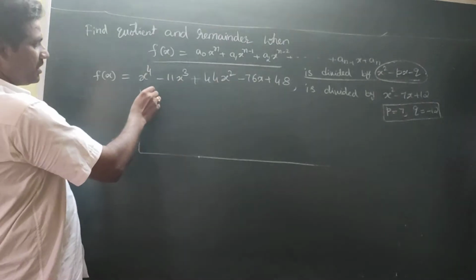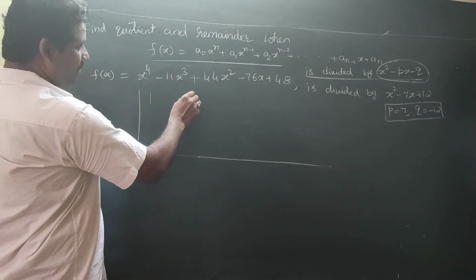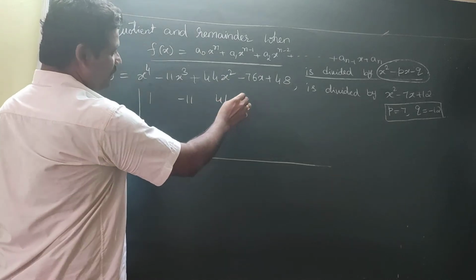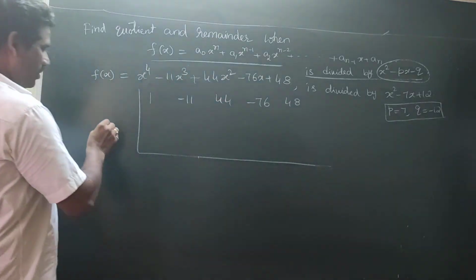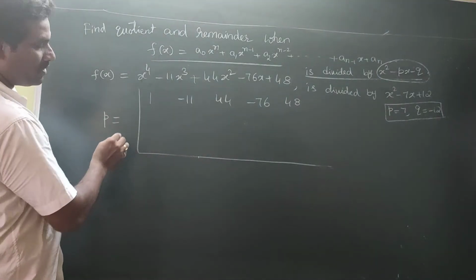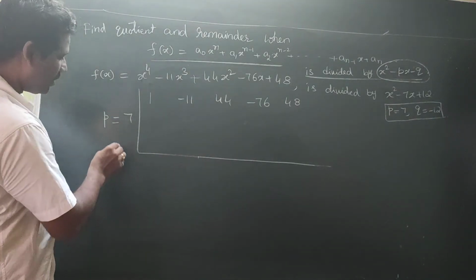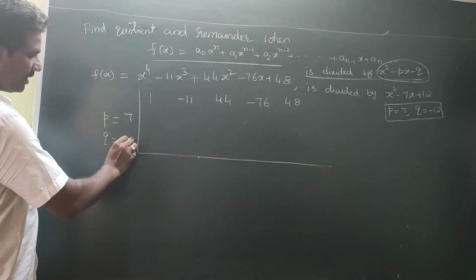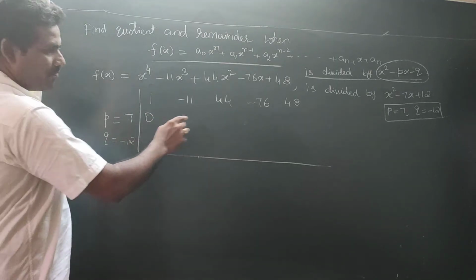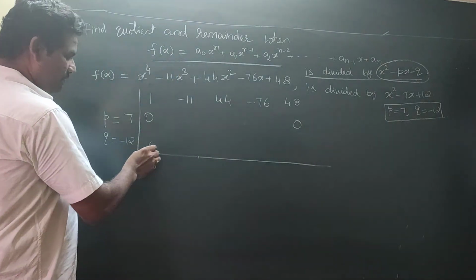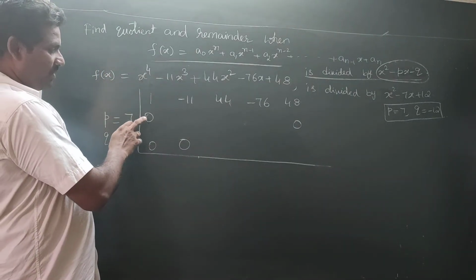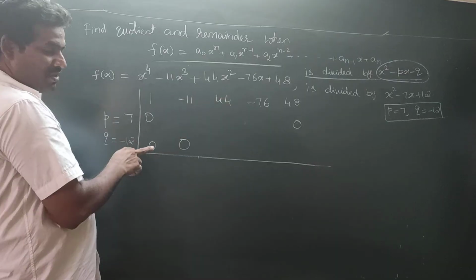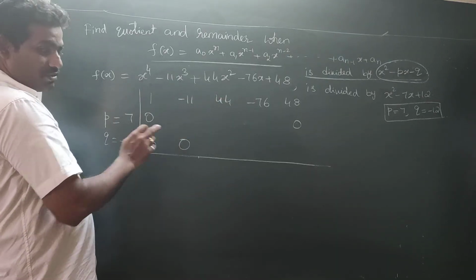What is the x power 4 coefficient? 1. Minus 11. x square coefficient 44. x coefficient minus 76, 40. What are p equal to? 7. And what are q equal to? Minus 4. First 0, last 0. Second row, first 2 are zeros. Understand this step. First row, first 0, last 0. Second row, first 2 are zeros.